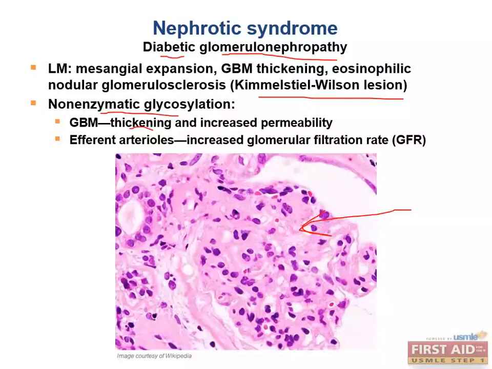The disease results in increased permeability of the glomerulus as well as constriction of the efferent arterioles, as that efferent arteriole gets narrowed due to the thickening caused by the non-enzymatic glycosylation. And this is going to lead to an increase in the GFR, if you remember from renal physiology. So increases in GFR are going to do what to urine production?